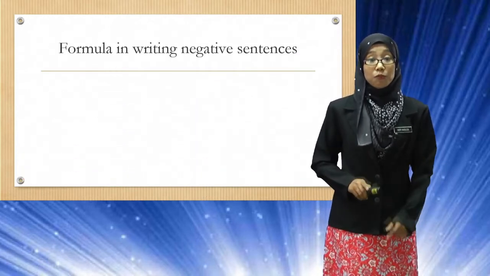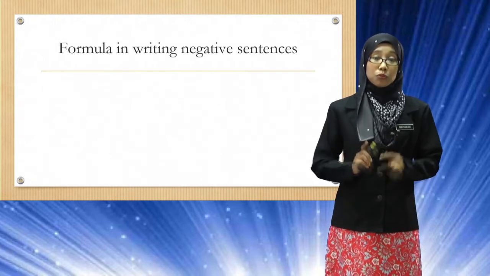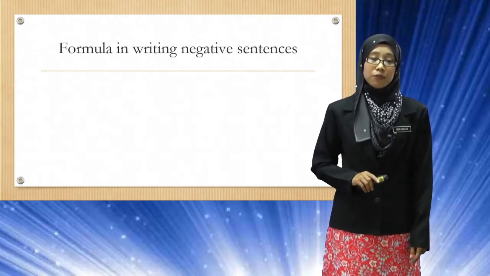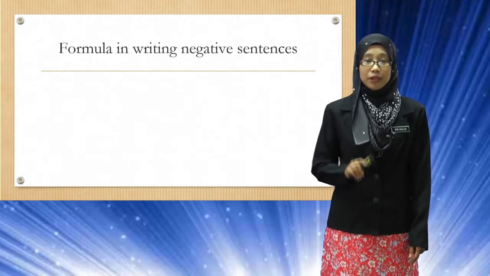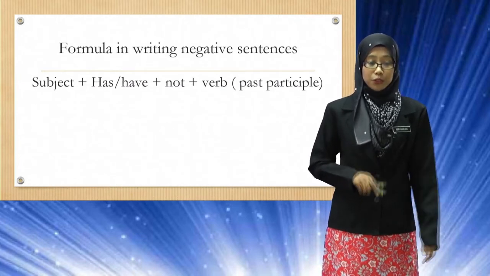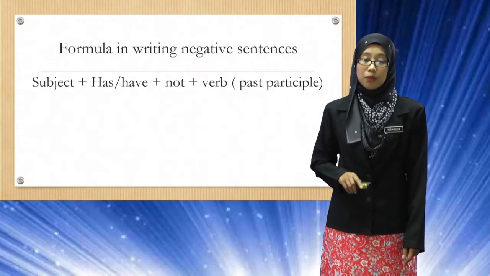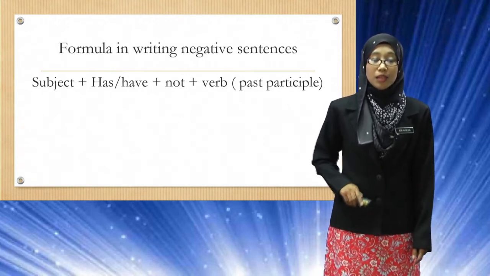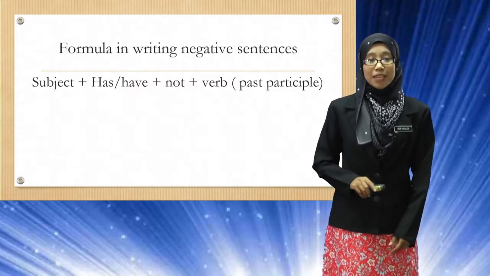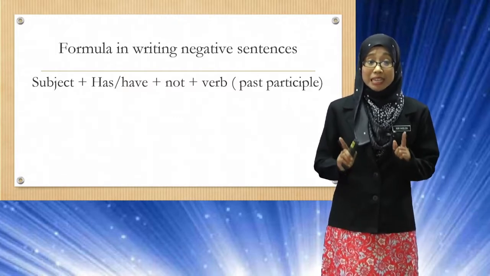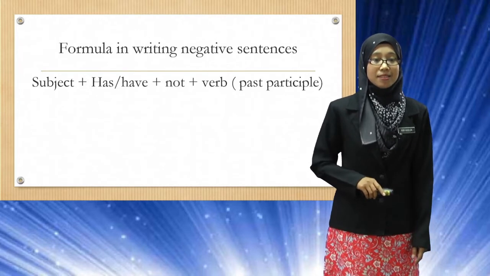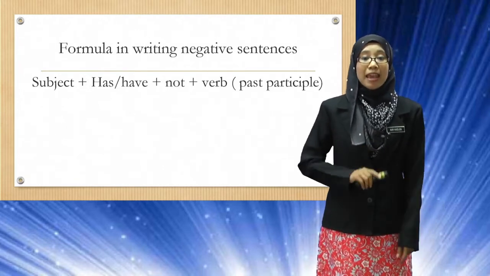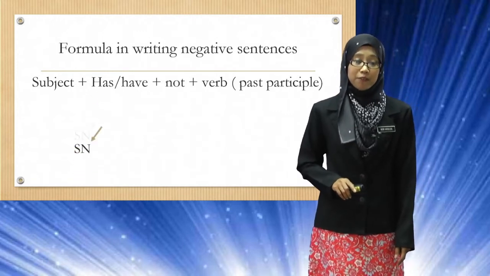Okay, next we focus on how to write negative sentences in present perfect. I have created a formula for you. This is the formula in writing negative sentences. As usual, the subject should be placed in the beginning of the sentence. Not should be placed after has or have.